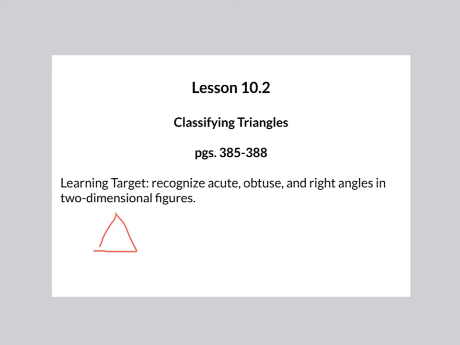So today we're looking at just flat two-dimensional triangles, and we're trying to classify them, meaning we're trying to give them a specific name based on their features. We already know one feature is that they have three sides and three angles, and we're really narrowing in on what type of angles they have. Are they all acute? Are some obtuse? Is there a right angle in there? Based on those features of the angles in the triangle, we're going to be able to classify it and give it a specific name. So let's go ahead and look on page 385.